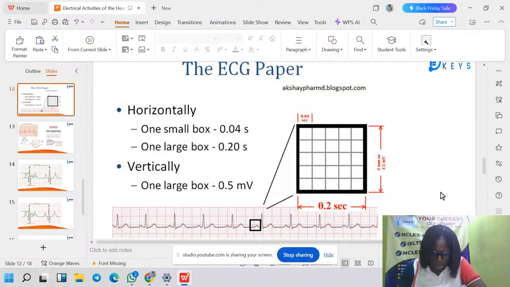So what's the pulse now? What's the pulse of this patient? Don't tell me that we can't get this correctly. We will stop this class here if you don't get it. Where are you getting 140? Do you have 14 R's in 30 boxes?